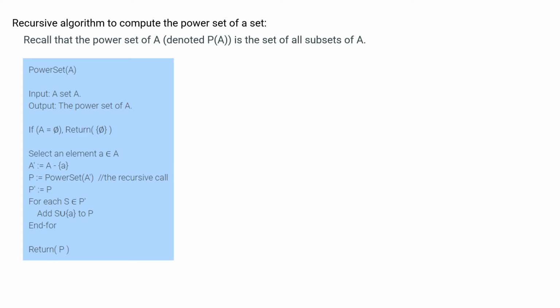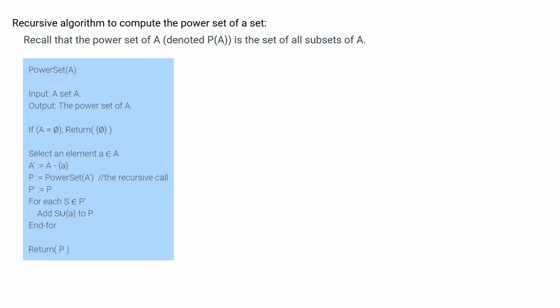We'll talk through it in general first and then see an example. First of all, it says if A is the empty set, return this set that includes the empty set. Remember, the power set is going to be a set itself, and inside that set is going to be all of the subsets. Everything is always a subset of itself, so the empty set would be a subset of the empty set. So we will return the set that just includes the empty set.